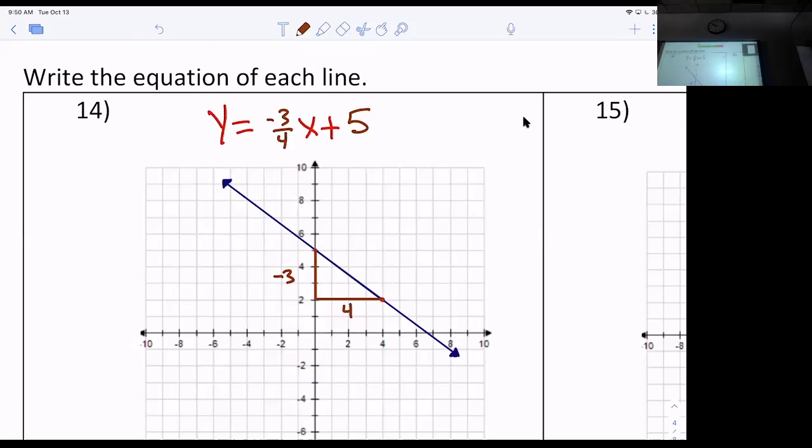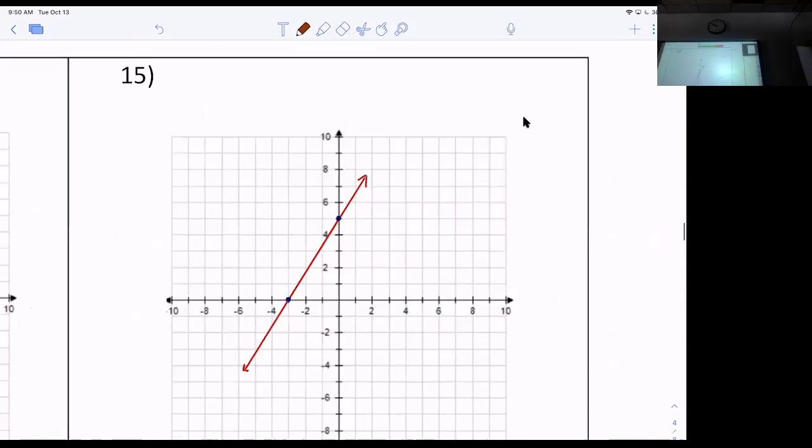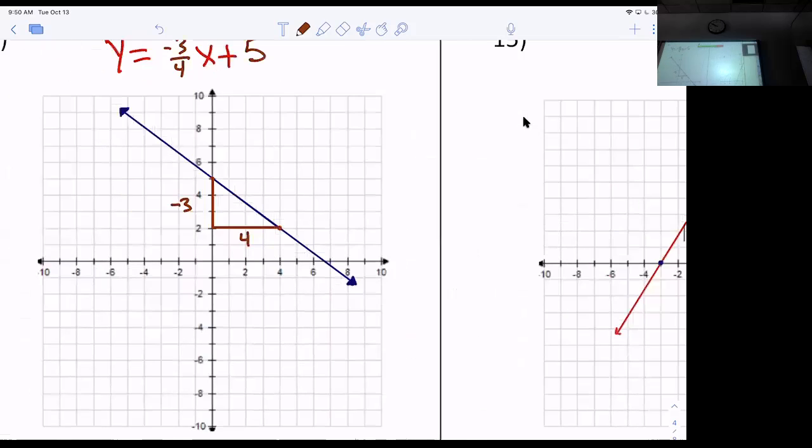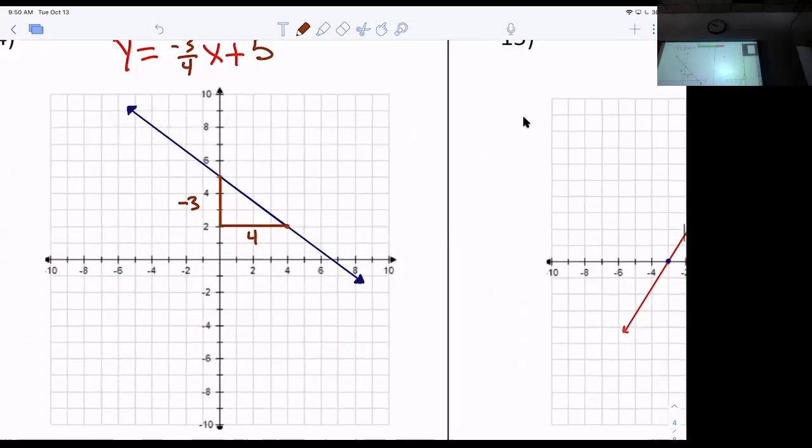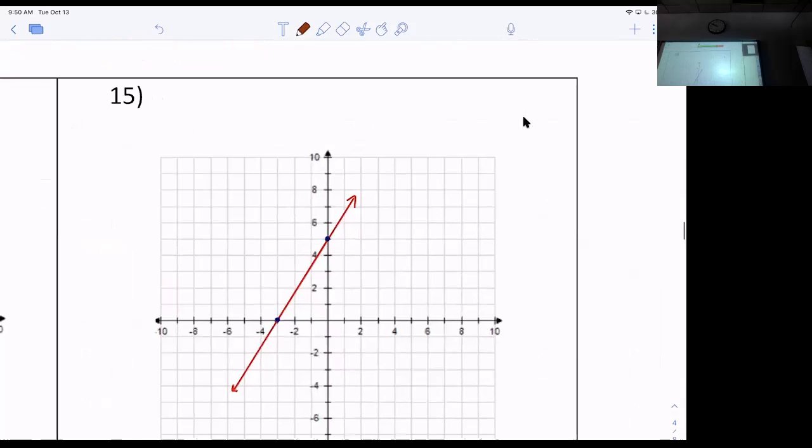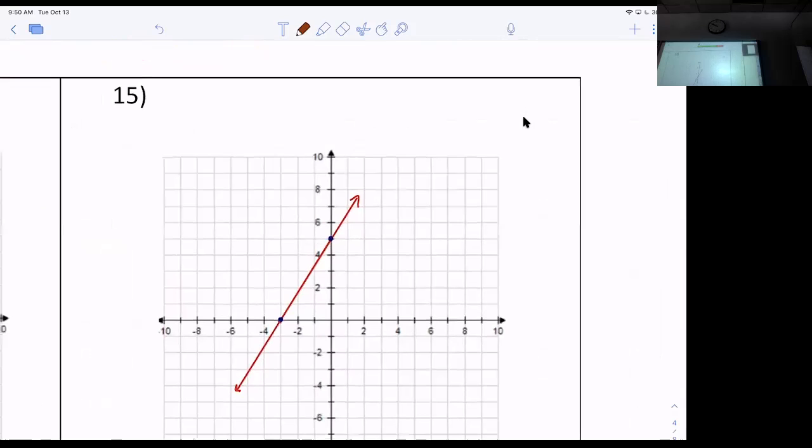All right, now I'm going to number 15. Somebody have a problem? Oh, no. All right, here we go. 15. Everybody at the top of your page, this is just my recommendation, this is what you should do. Everybody should write down y equals mx plus b.